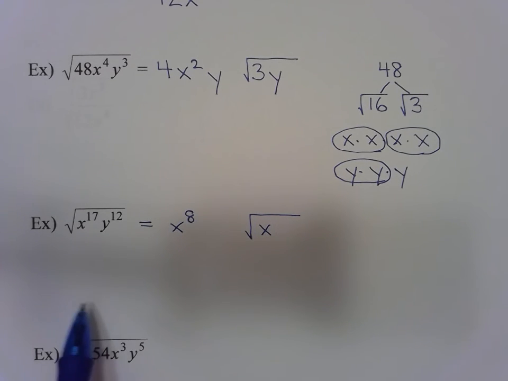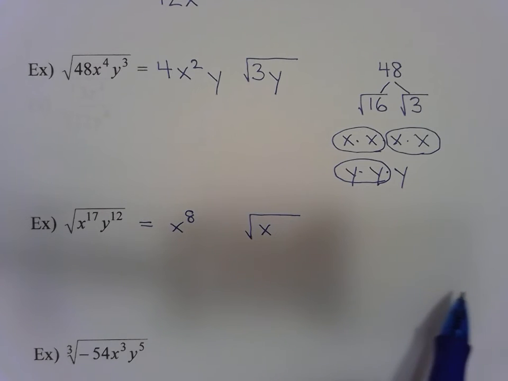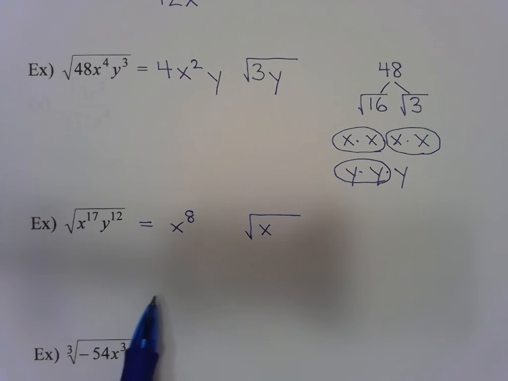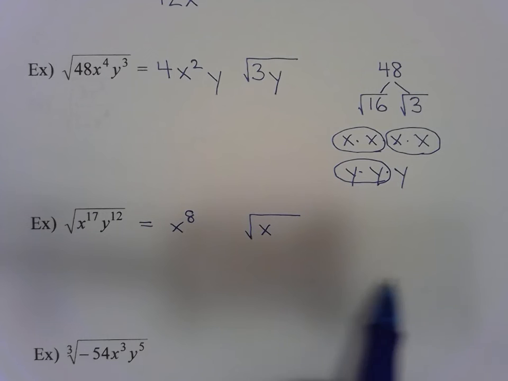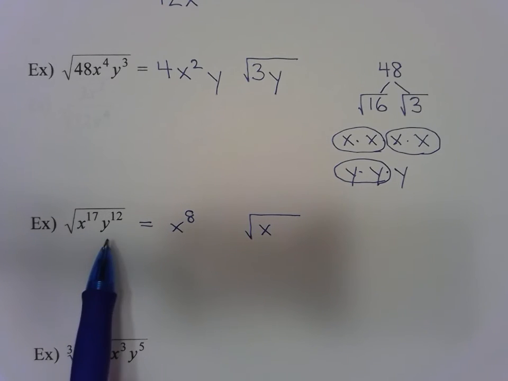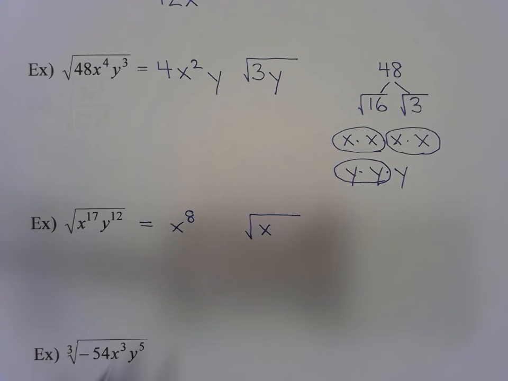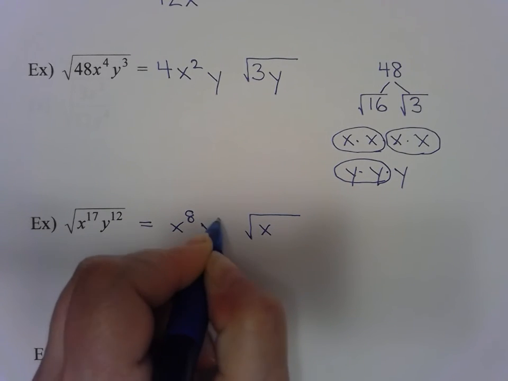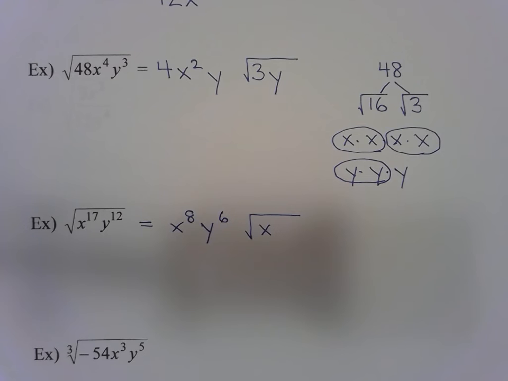If you got really desperate, you could write out all your 17 x's and circle your pairs. I'm going to refrain from doing that, but if you got desperate, you could. 12 y's, how many pairs can I make? 6 pairs, so when I take the square root, I can cut the exponent in half.